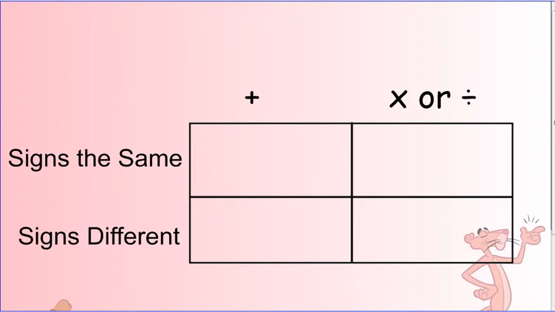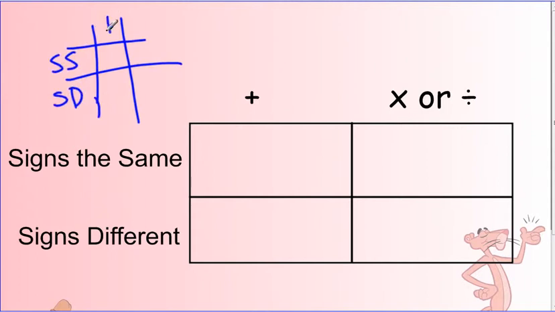Now, here we have a little grid box. This is still in our vocabulary box here. This is how I remember my integer rules. I make this little chart. Now, actually, when I do it on a piece of paper, I make mine look like a tic-tac-toe board. And then here I put signs the same and signs different, plus, multiply, or divide. So this is what mine looks like. This is just another way of writing it out. So I make mine look like a tic-tac-toe board, and then I fill in what I need.